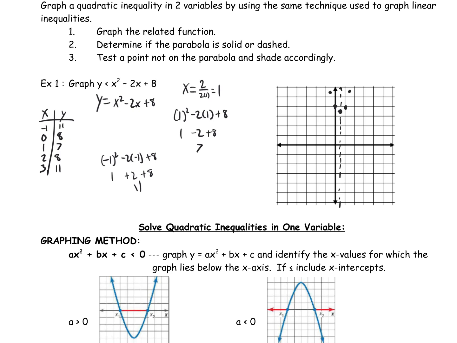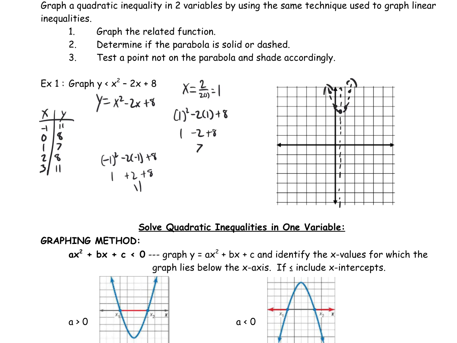Now we need to determine if the parabola is solid or dashed. And we do that based off of the sign of the original inequality. The sign is less than, not less than or equal to, just less than. So that means we're going to have a dashed parabola. Okay? Now we're going to take a test point.